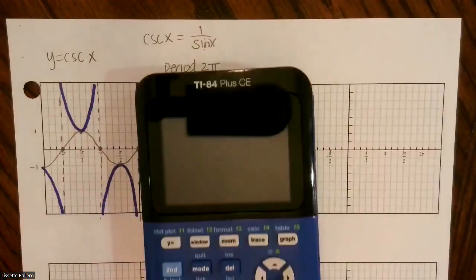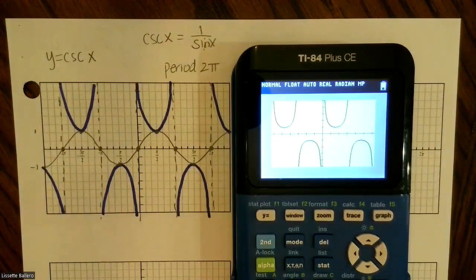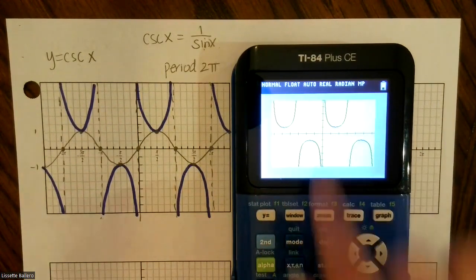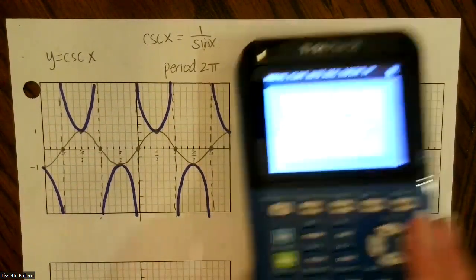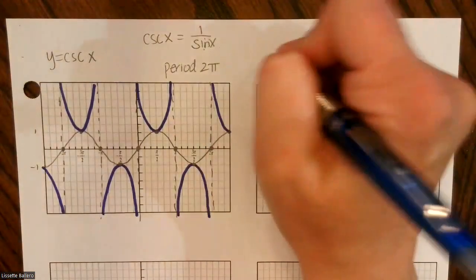So I'm going to go ahead and graph it on a calculator just so that you see that. There is our cosecant graph. And again, one period is 2 of these, so this would be 2 periods of our cosecant graph. So that's our parent function. That's the one that we would start with anytime that it says cosecant. So now let's do the secant graph.